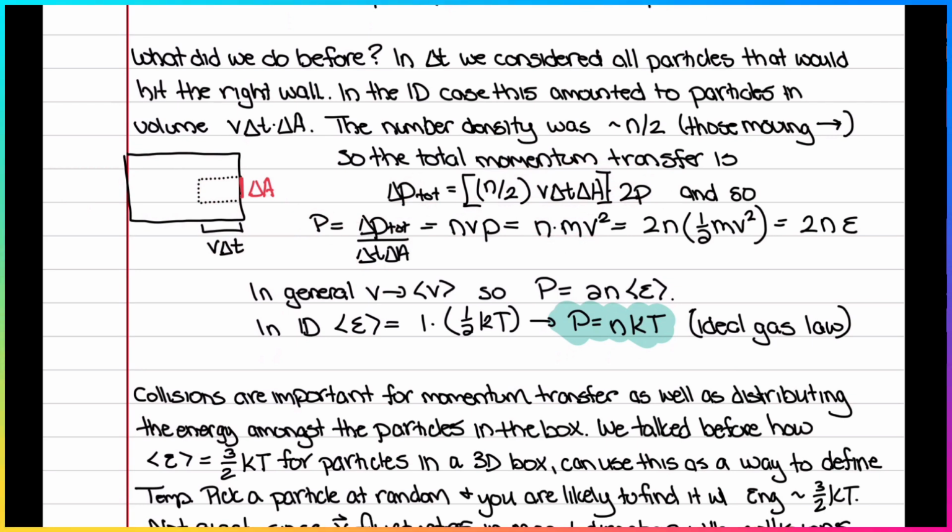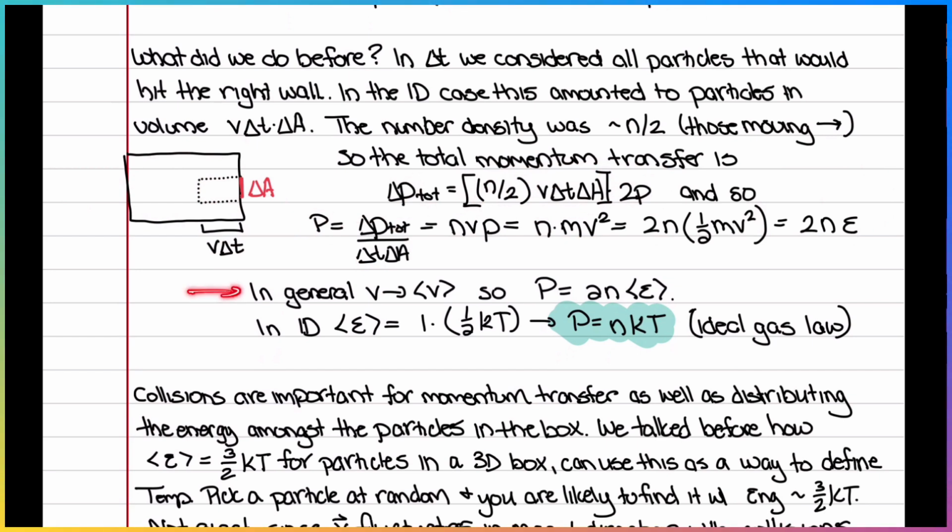That m v squared looks tantalizingly like kinetic energy, so I'll multiply and divide by 2. And then since all the particles are moving with the same speed, or they all have the same average energy, we can write that the pressure is 2nE, where E is the average energy per particle. Well, in this case, it is the energy per particle since they all have identical energies.